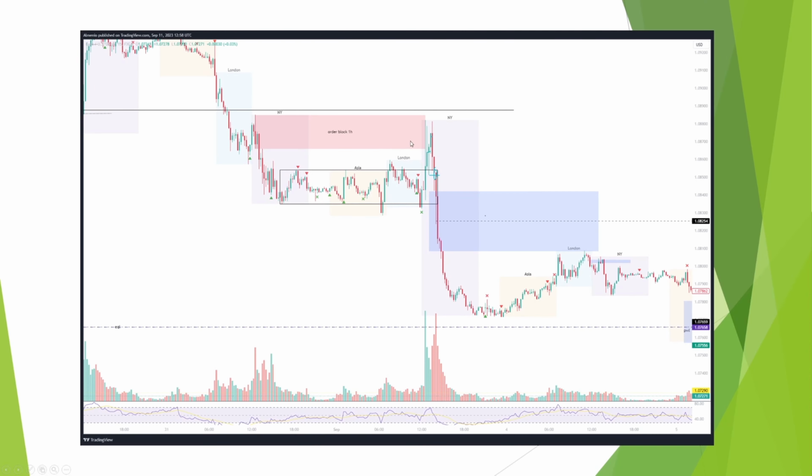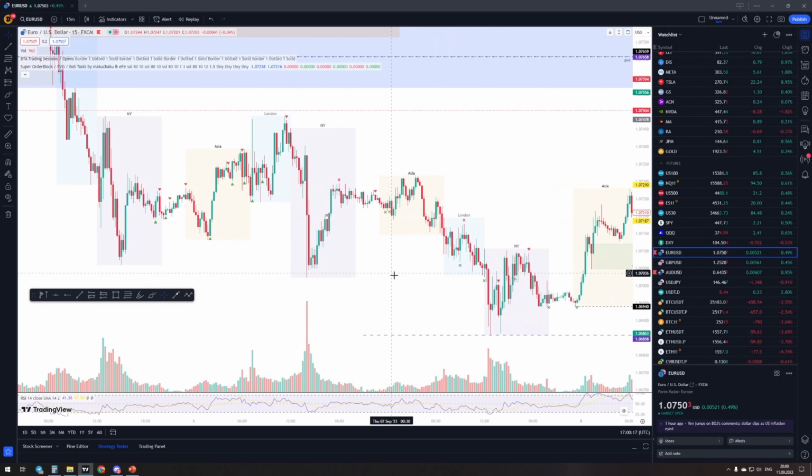Here is also one more perfect example. We had manipulation in the New York session where we tested this 1 hour order block and went down to the previous weekly low.